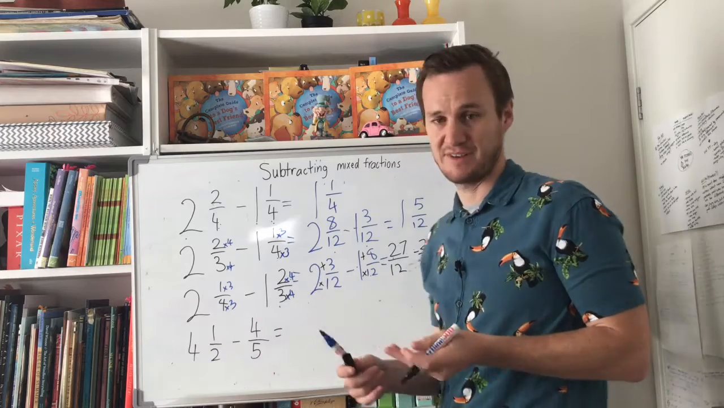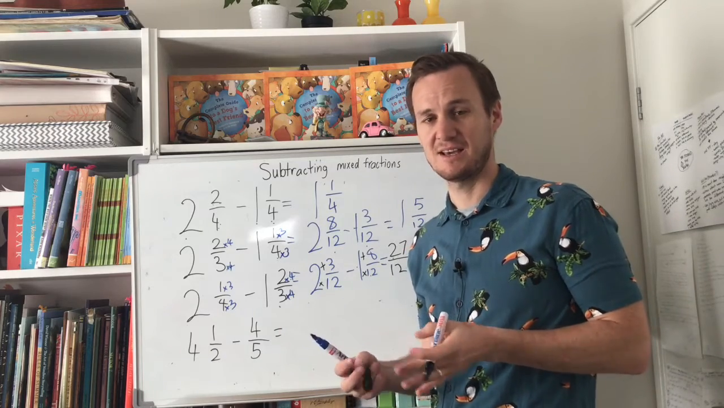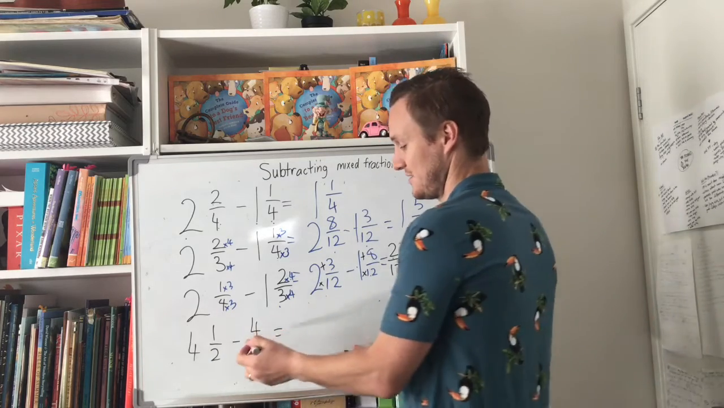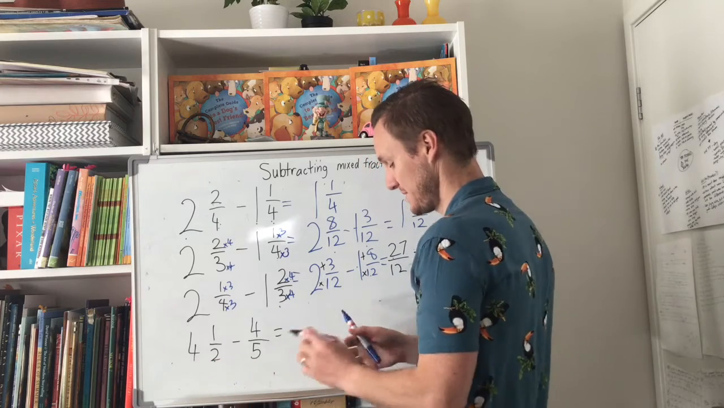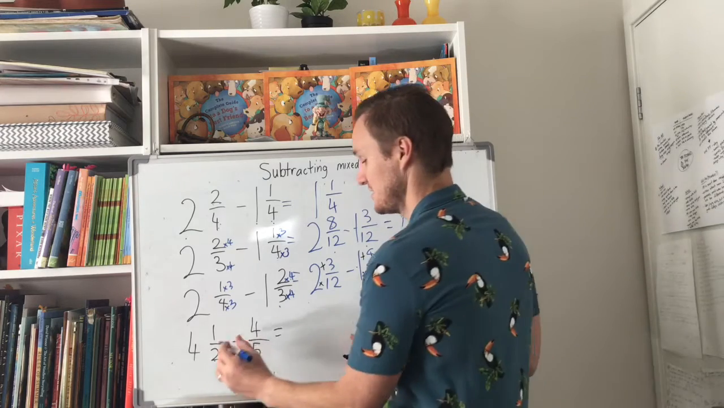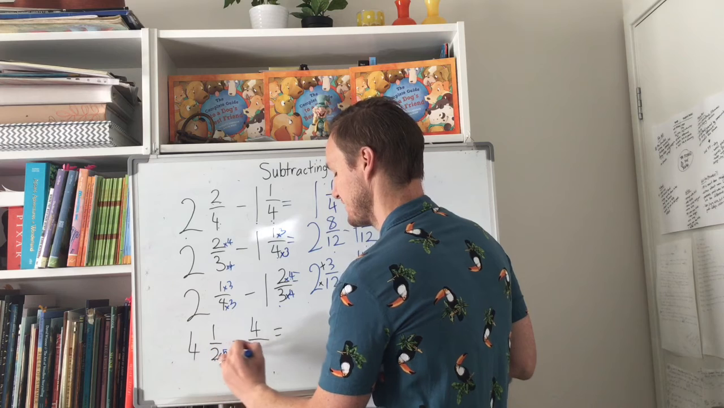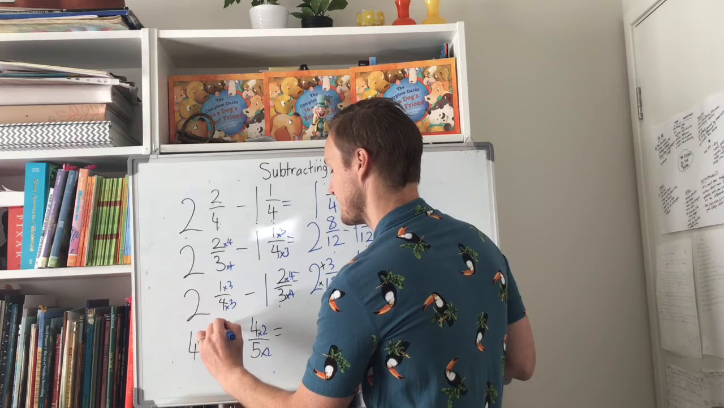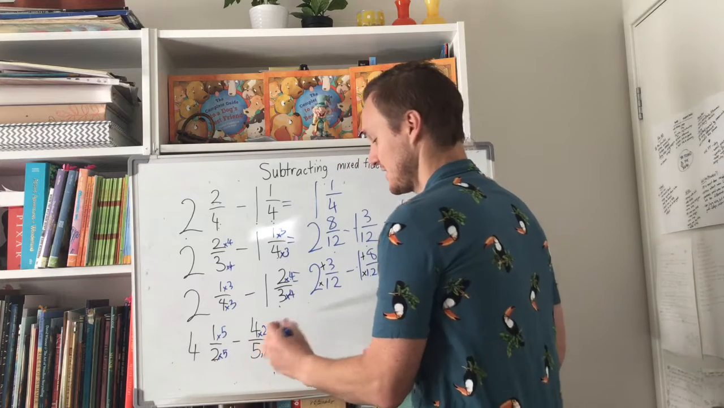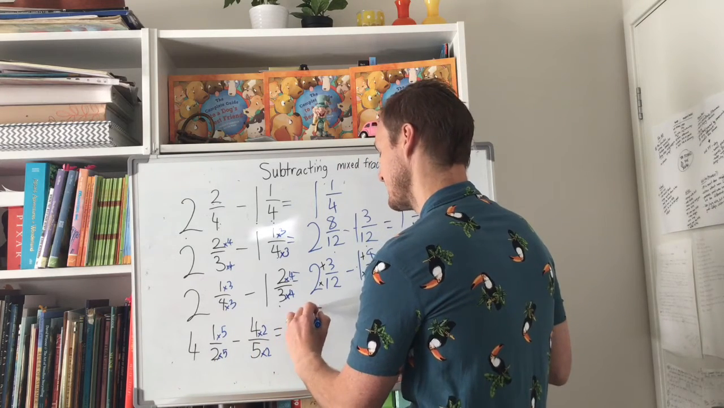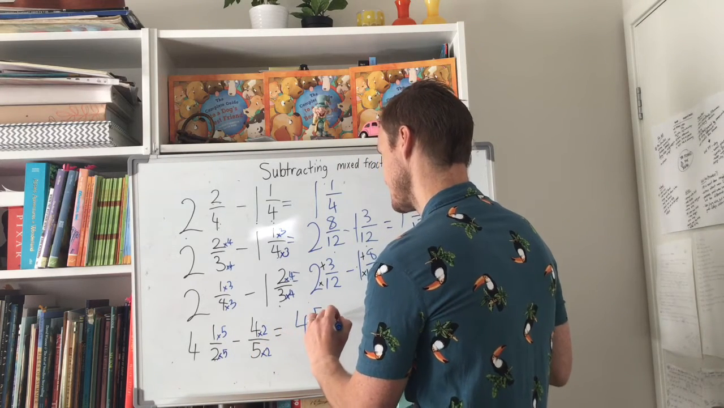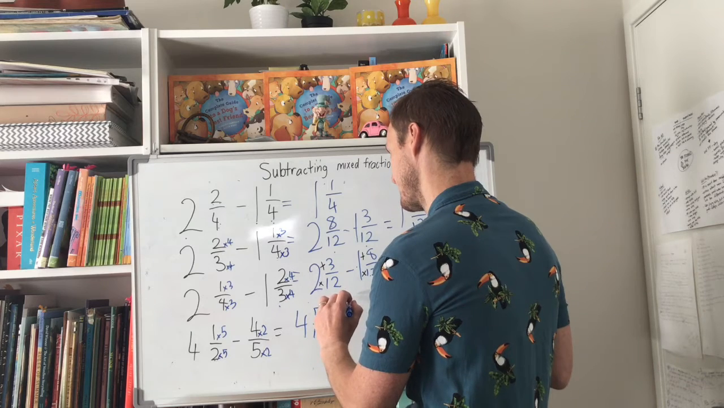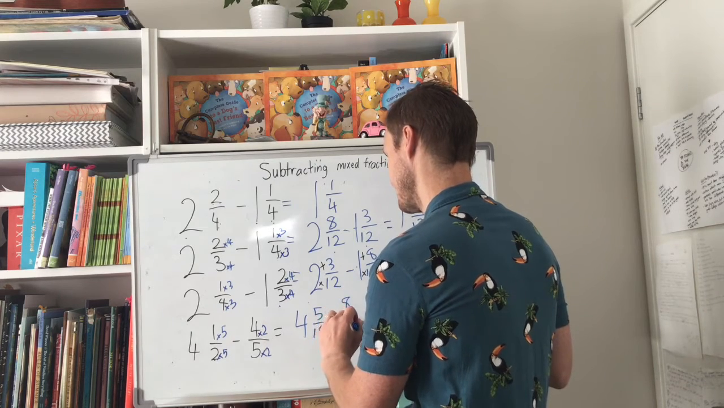4 and 5 take away 4/5. Okay, let's see if this one will make sense. Now let's find a common factor, which would be 10. So 2 times 5 and 5 times 2. Remember, whatever you do to the bottom, you have to do to the top. Okay, let's write our new question out. 4 and 5/10 take away 8/10.